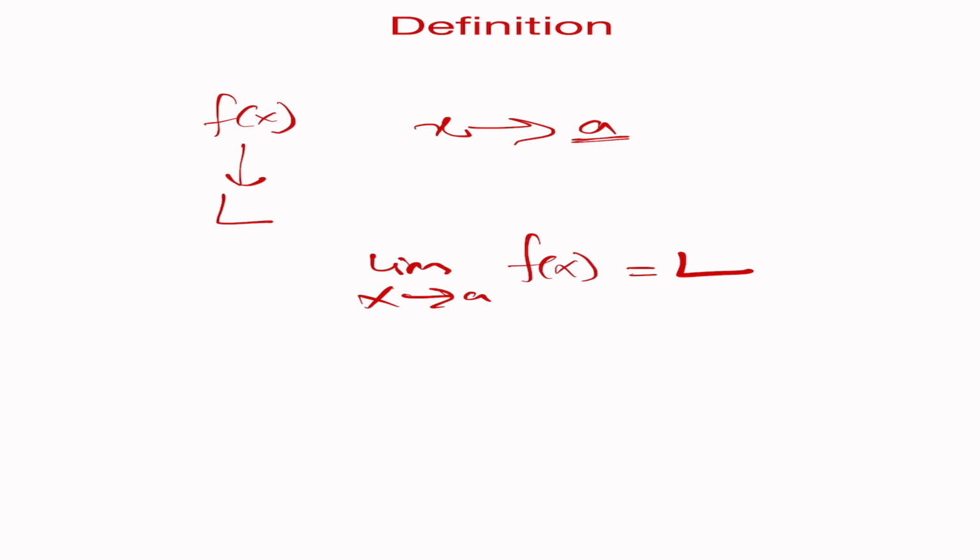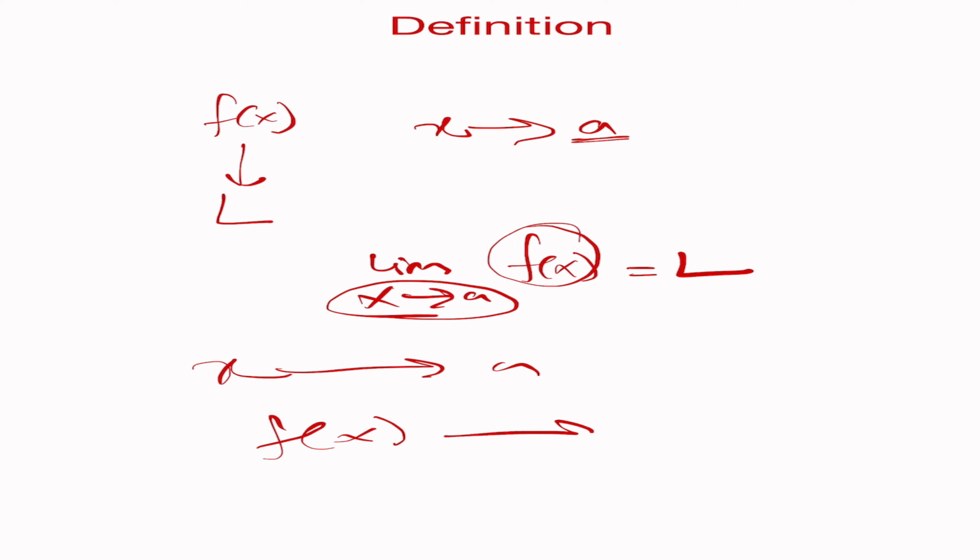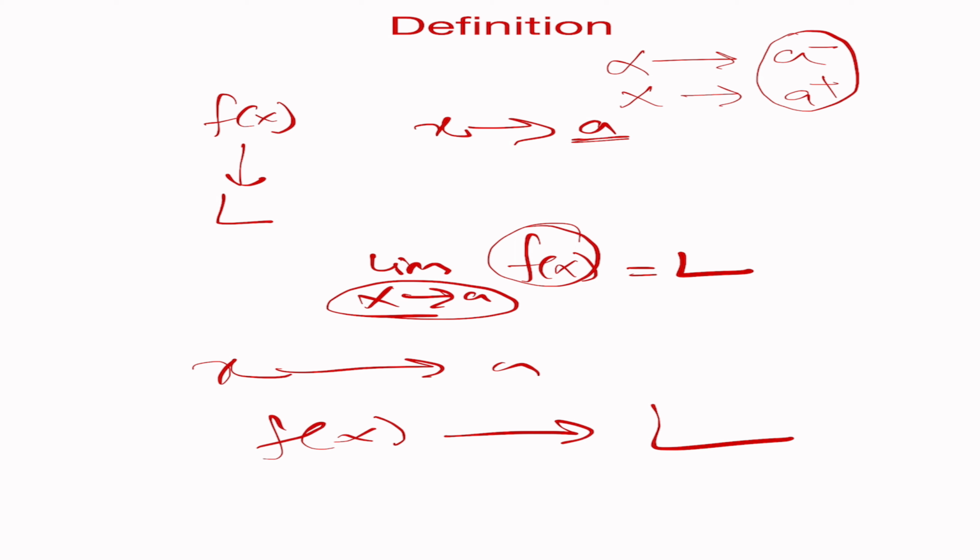So we say that f of x is approaching L as x is approaching a, okay? Since x is approaching a, f of x approaches L. x can approach a from the left side, which is going to be negative, or from the right side, which is going to be positive, right? If both of them give the same value L, then x approaching a gives us f of x equal to L, okay?